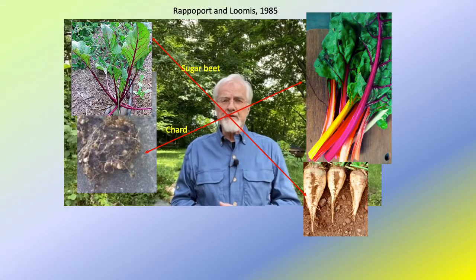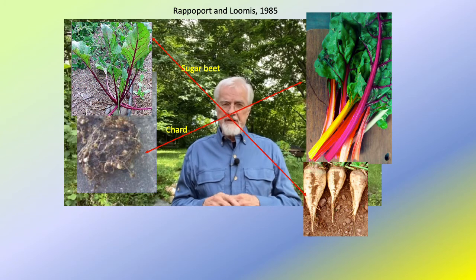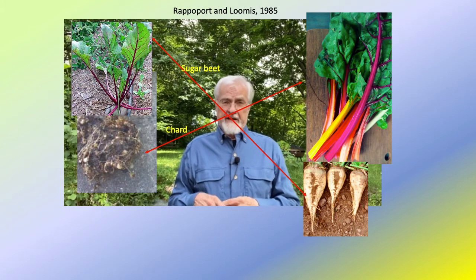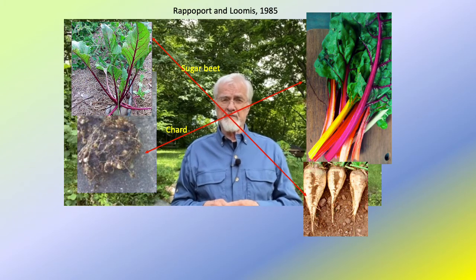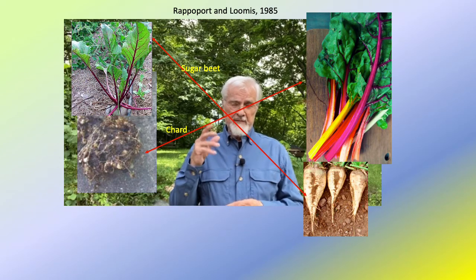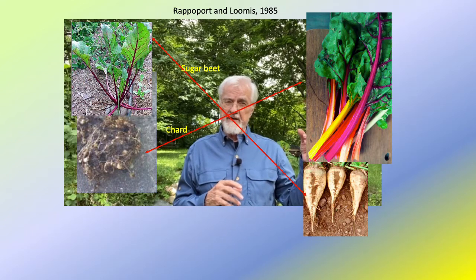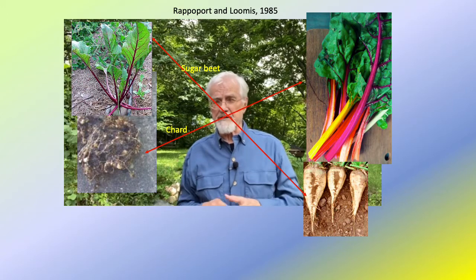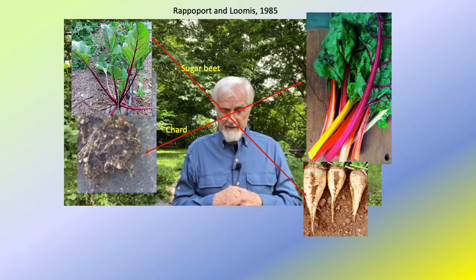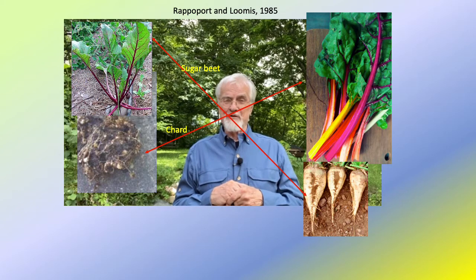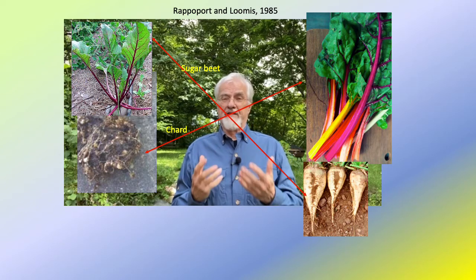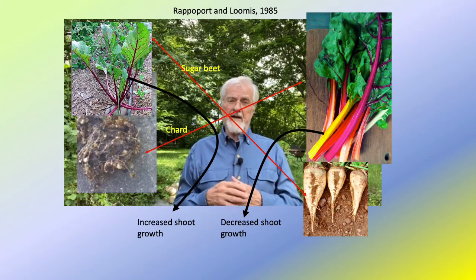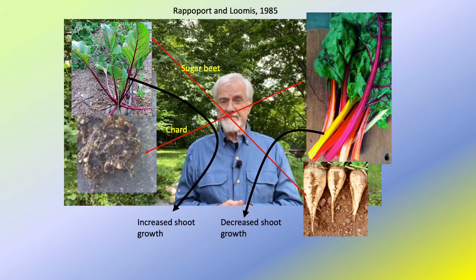This is the basic structure of the experiment. What you did was you took the leaves or the shoots from Swiss chard, and you put them onto the rootstocks of the sugar beet, and you took the leaves from the sugar beet and you put them on the rootstocks of the Swiss chard. What then were the results? Well, the results were really quite spectacular. Here you see on the slide what the results were.